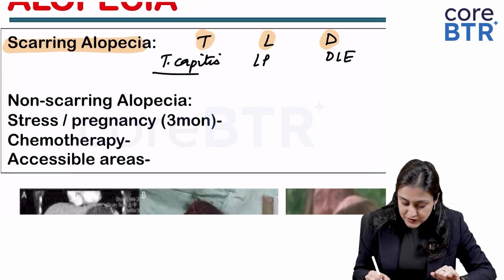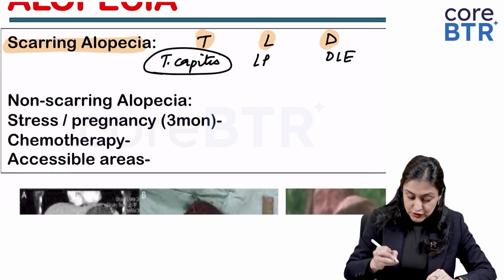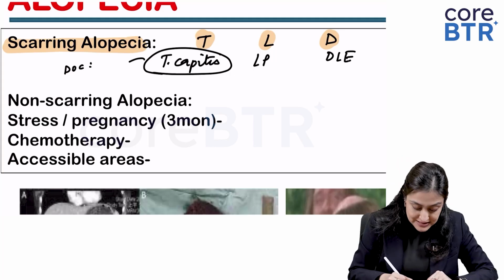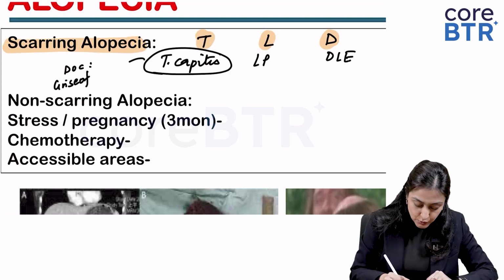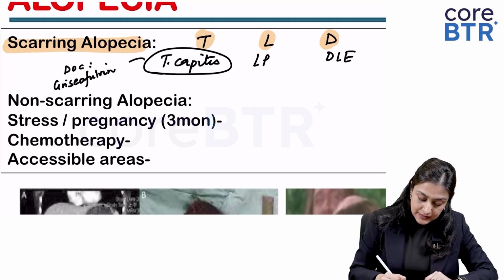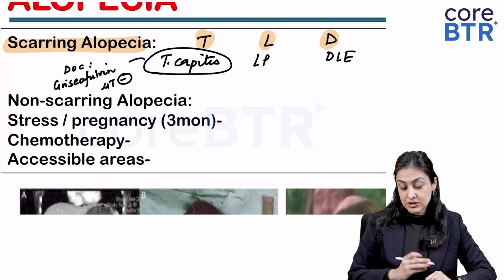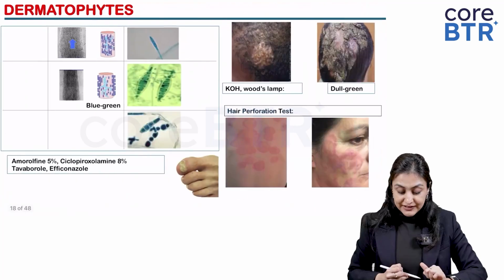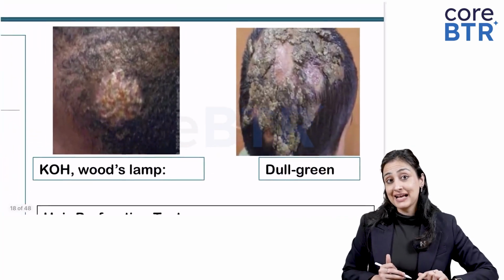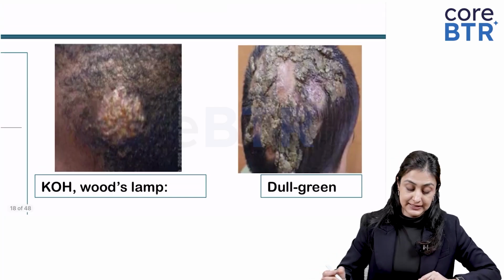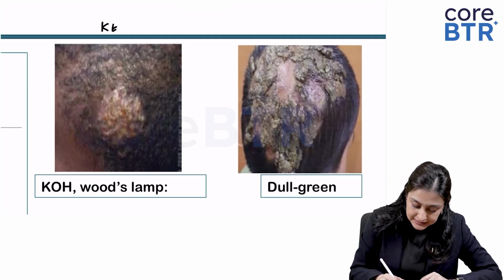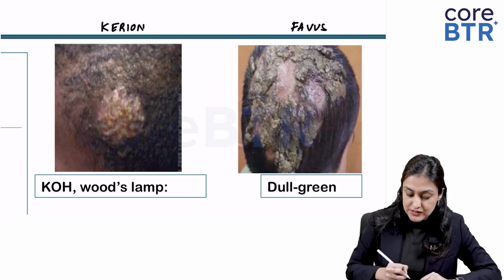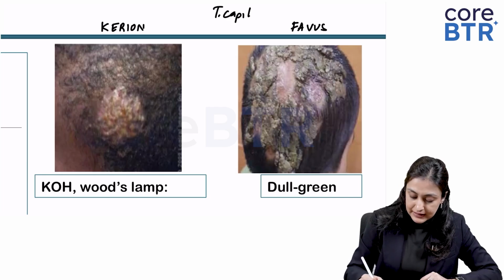So tinea capitis now. Let's dwell deeper into this first. Tinea capitis is the only tinea, the only fungal infection, where we still use griseofulvin. This is the only place where we still use griseofulvin. It's a microtubule inhibitor. So that's the first thing. We will talk about this right here, right now. When we talk about tinea capitis, there are 2 variants: one is kerion and the second is favus.